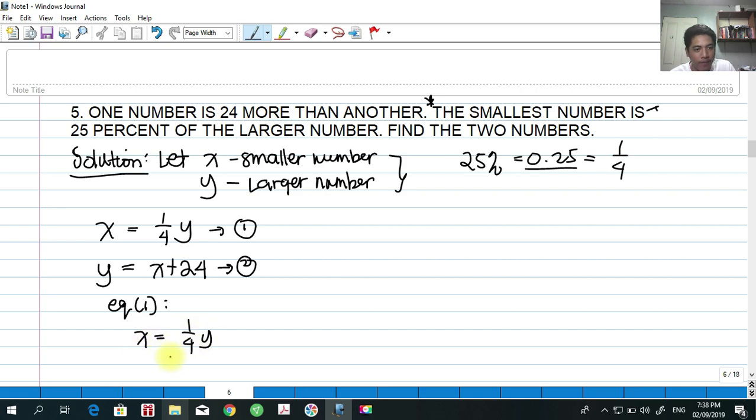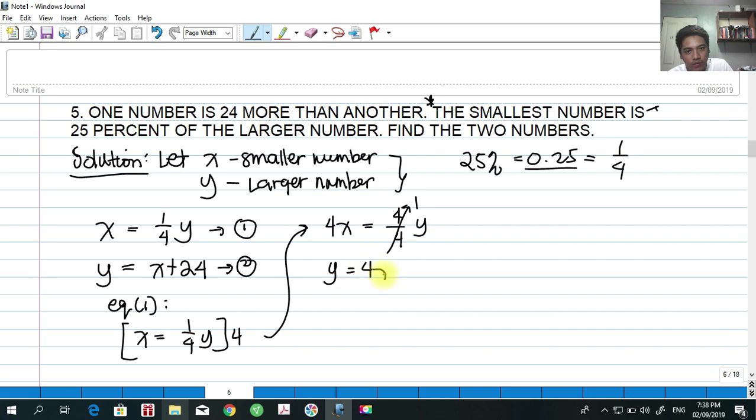So what will happen here? If you multiply both sides by 4, we have 4x equals 4 over 4 times y. This should be equal to 1. So we have y equals 4x. And we can substitute this equation, y equals 4x, into equation 2, for us to solve for x.